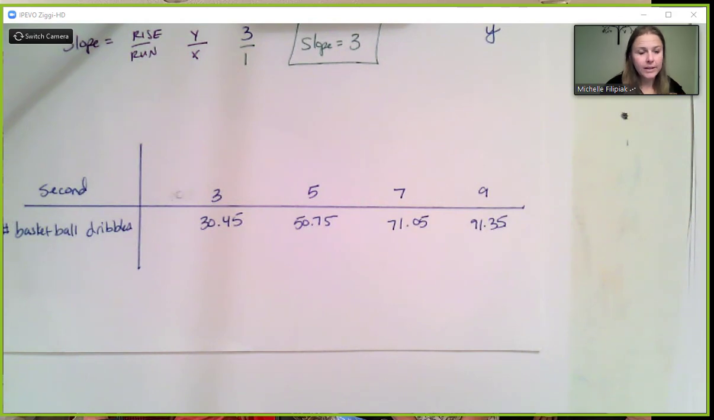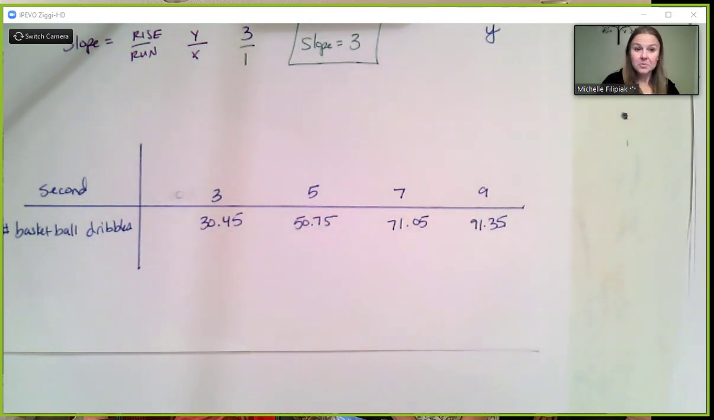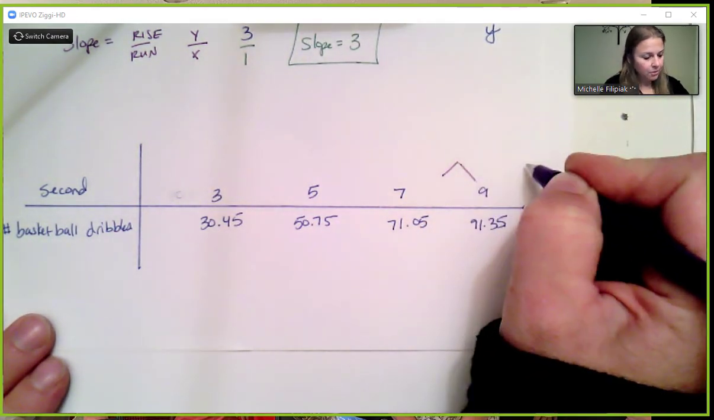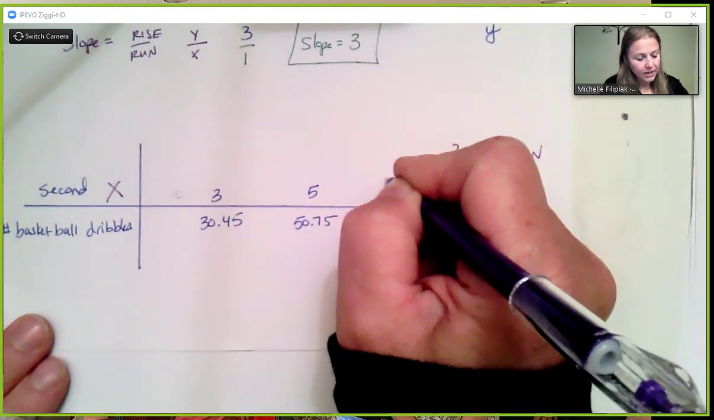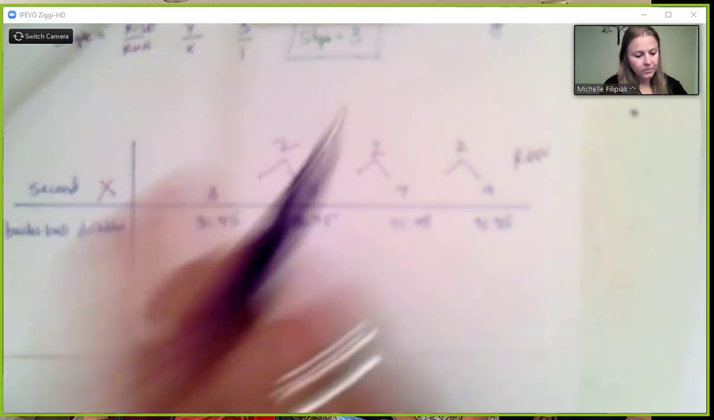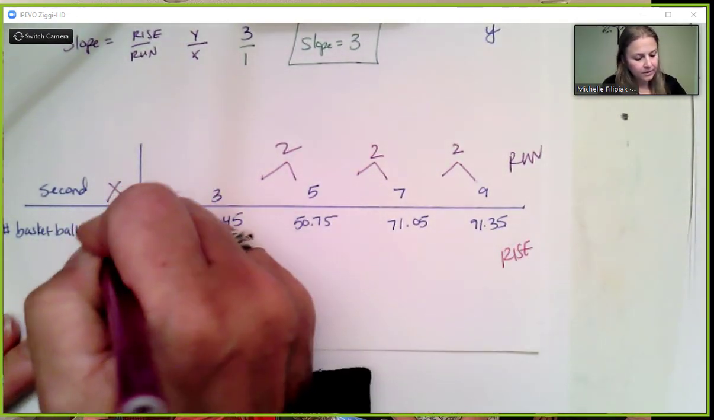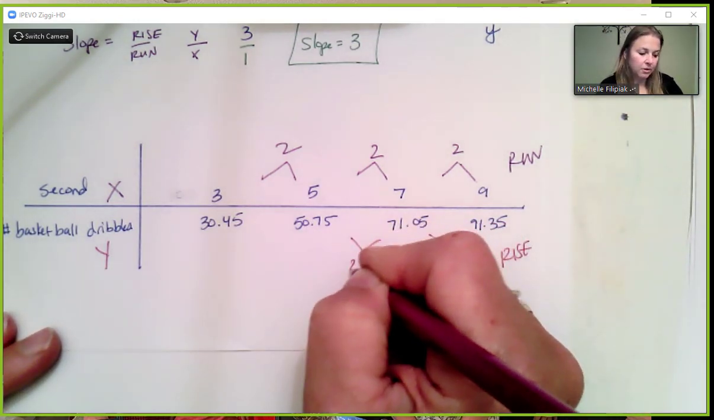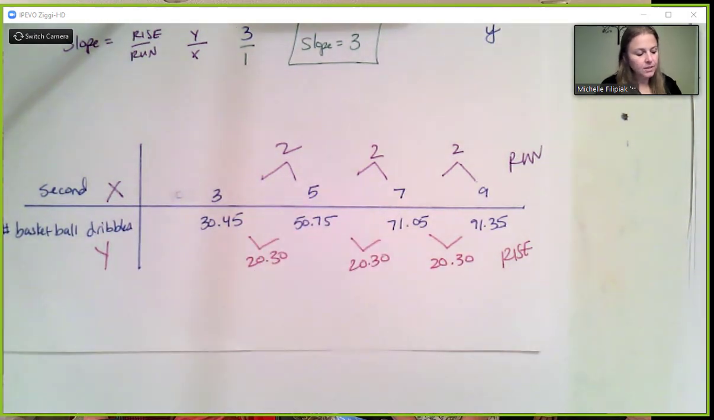Now, quickly, a red alert, this is not going up by 1. So take note of that. We're going to be dividing by something when we do the rise over the run. So the x value, the run, is going up by 2 this time. And then your rise, your y, is going up by 20.30. And you can grab your calculator and subtract that last number from the previous number.